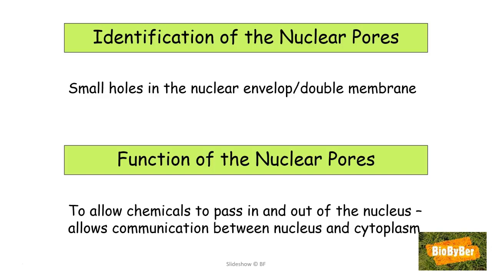For those of you able for a bit more, it might be no harm to take on the names of the chemicals that pass in and out of the nucleus. One chemical is messenger RNA. This passes out of the nucleus during protein synthesis. Another chemical is ATP and nucleotides. These chemicals pass in and out from the cytoplasm.